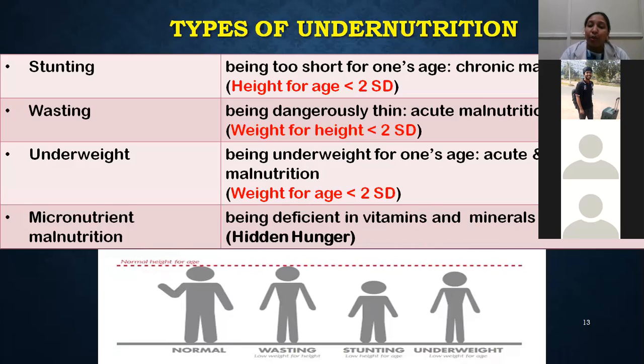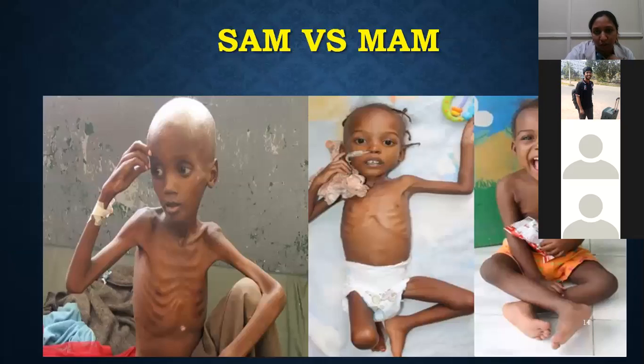So underweight includes both acute and chronic malnutrition together that may cause this underweight. And another one is micronutrient deficiency. We know that micronutrients are nothing but vitamins and minerals. Any one deficiency occurring, we call it micronutrient deficiency, also called hidden hunger. Okay, so these are the different types of undernutrition.